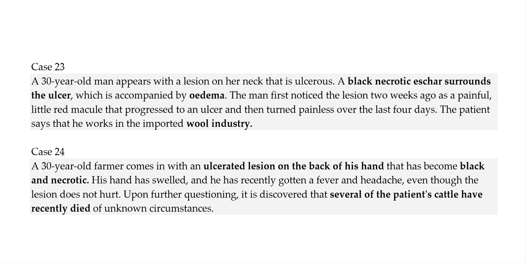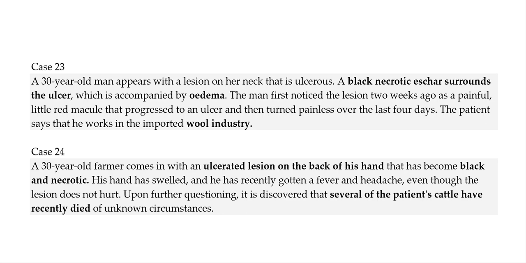A 30-year-old man appears with a lesion on his neck that is ulcerous. A black necrotic eschar surrounds the ulcer, which is accompanied by edema. The man first noticed the lesion 2 weeks ago as a painful little red macule that progressed to an ulcer and then turned painless over the last 4 days. The patient says that he works in the imported wool industry.